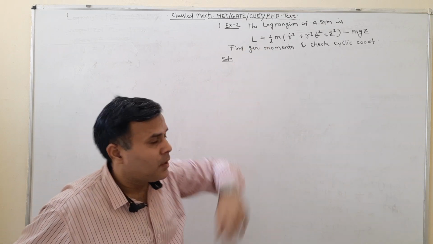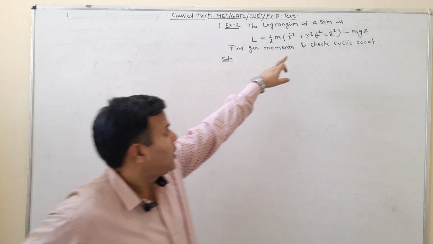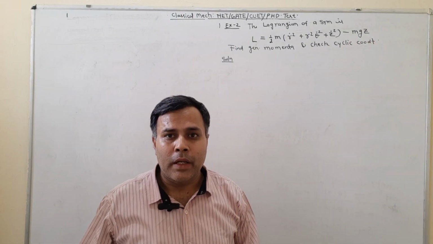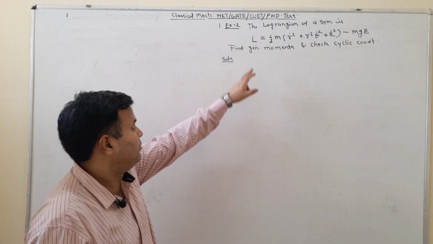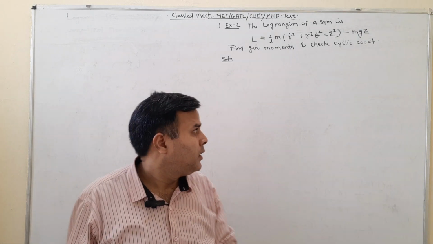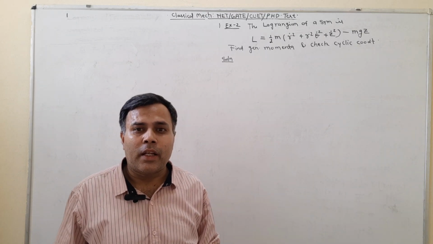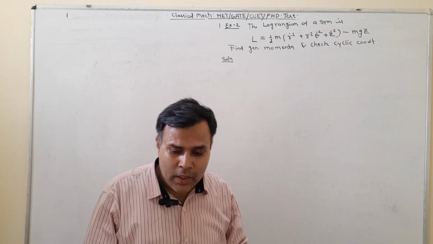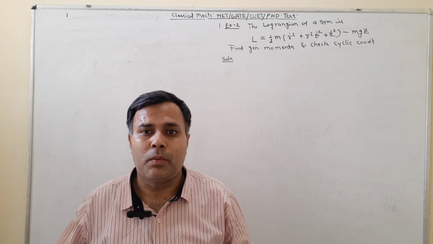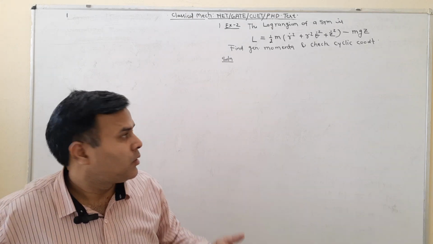So, we have this Lagrangian profile. The Lagrangian of a system is 1/2 m (r dot squared plus r squared theta dot squared plus z dot squared) minus mgz. Corresponding to this Lagrangian, find the generalized momenta and check the cyclic coordinate. Cyclic coordinate means we have to check in which direction, corresponding to which coordinate, our momenta is conserved, that is, our momenta is a constant of motion.